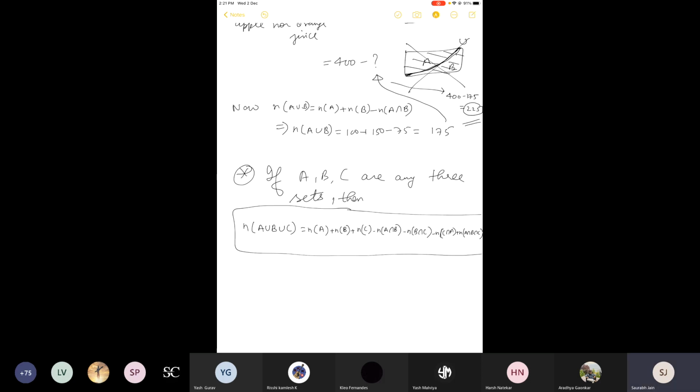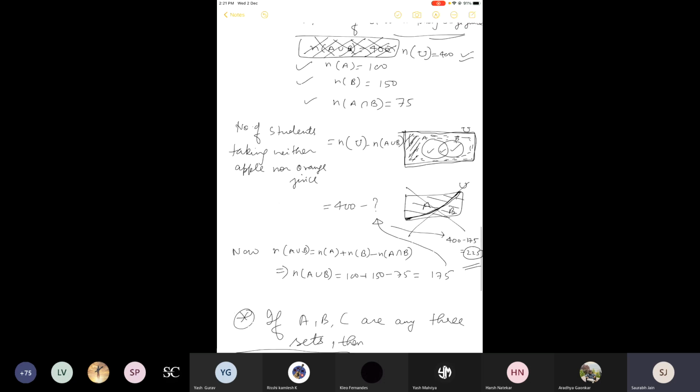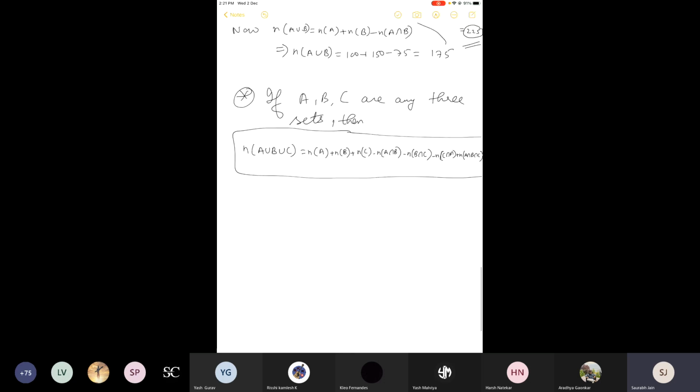This is the result for three sets. Three sets means there will be three situations. Till now we have been solving questions on two sets, A and B, X and Y. Now you will see three events or three situations, so that is why three sets will be coming. This time, if you have to write their union, the result is n(A) plus n(B) plus n(C).